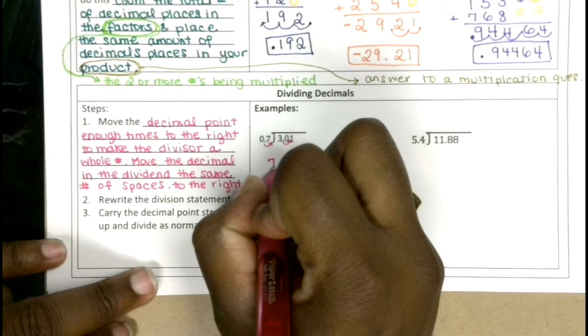However, for now, we're going to go through our dividing decimals section of our notes. The first thing to keep in mind is that when you're working with decimals and division, you're going to want to move the decimal points enough times to the right to make the divisor a whole number. The divisor is the number that's sitting on the outside of our division symbol. The same number of times that you move it in the divisor is the same number of times that you need to move it in the dividend as well.